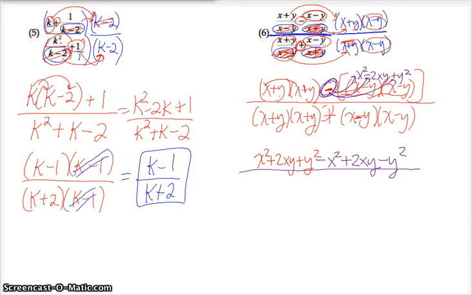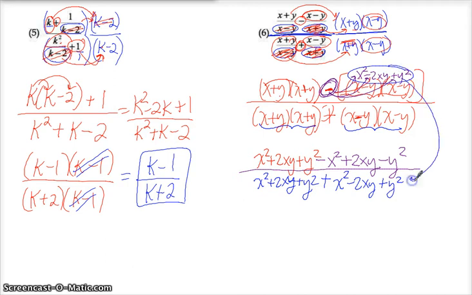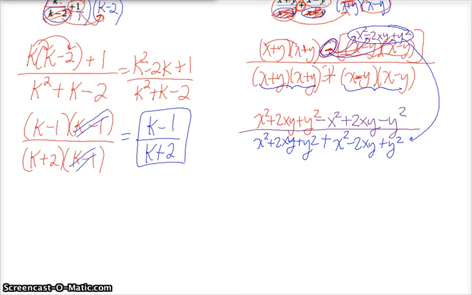My denominator then, I multiply that out again. I get x squared plus 2xy plus y squared. I multiply this out because of the plus sign. All those signs stay as their original, like these up here. And now I combine my like terms, and I try to simplify.